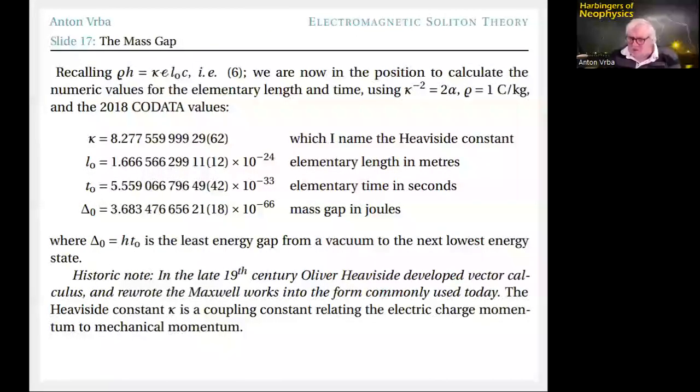Now we can do some calculations. I can define kappa now as 8.277, which I named the Heaviside constant. Heaviside made all this calculation possible. He gave us the vector algebra. The elementary length is 1.666 times 10 to the minus 24. The elementary time is 5.59 times 10 to the minus 33 seconds. And this gives us a mass gap of 3.683 times 10 to the minus 66. Now, the mass gap, I'm going to claim with the Millennium Prize, because one of the Millennium Prizes is to discuss the Yang-Mills theory and the mass gap. And here I've calculated the mass gap.